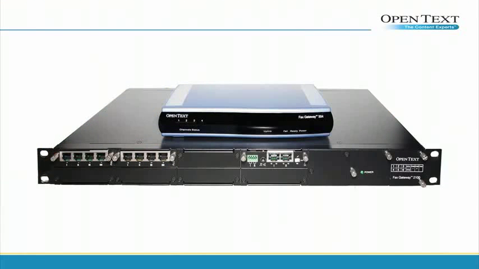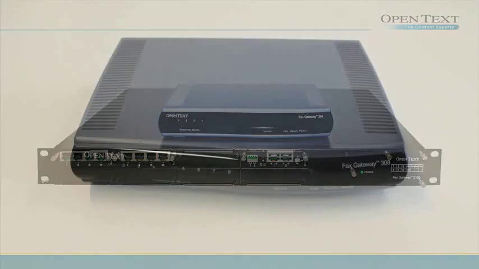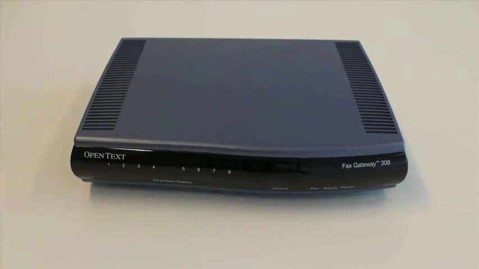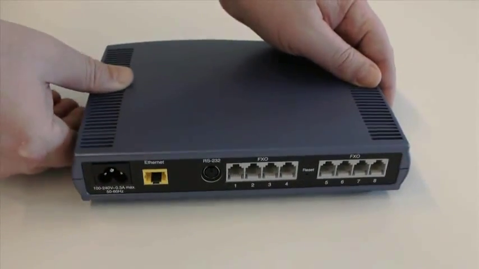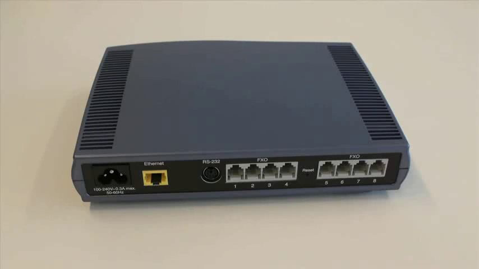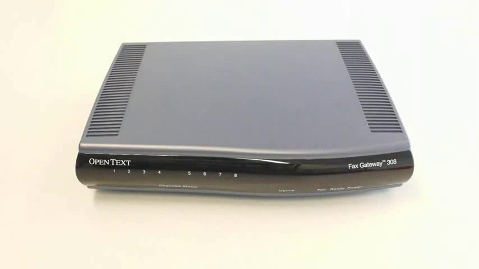There are several models available depending on the number and type of lines you're using, and all of them are configured in roughly the same way. This short video is going to focus on sending and receiving faxes with the OpenText Fax Gateway 308. The 308 includes 8 FXO ports, allowing up to 8 analog lines from your phone company to be connected to your fax server environment.